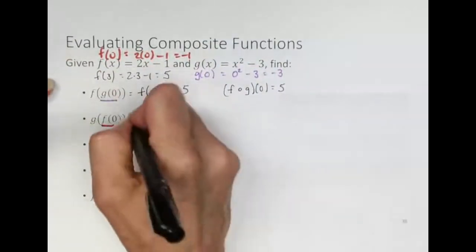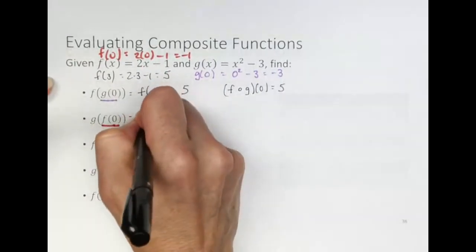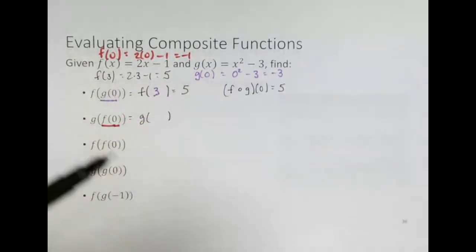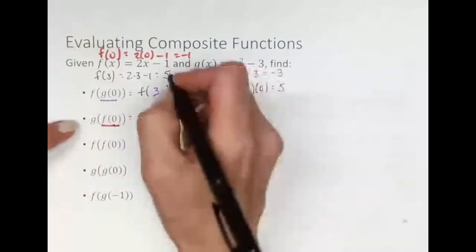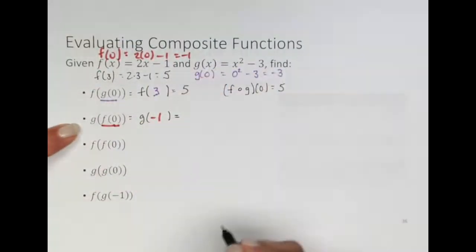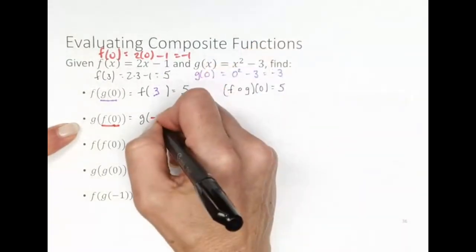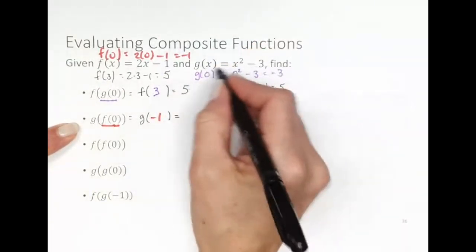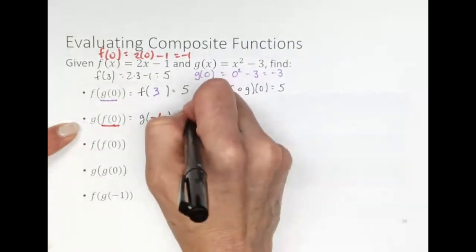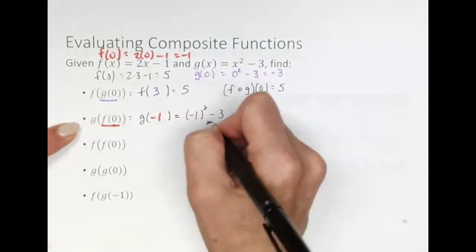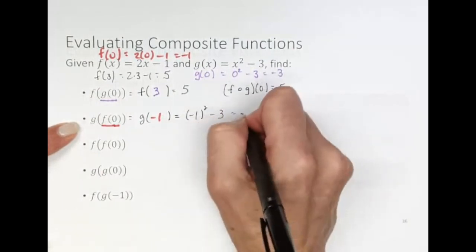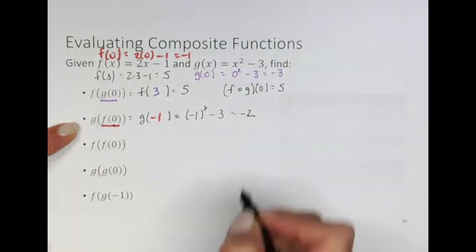So to find g of f of 0, we want to find g of negative 1, since f of 0 is equal to negative 1. And g of negative 1, we haven't found that yet. Here, we'll just do it right here. G of negative 1, we're going to put negative 1 into the function g for x. It's going to become the input, right? So that's going to be negative 1 squared minus 3. Okay? Negative 1 squared would be 1 minus 3, so that'll end up being negative 2.